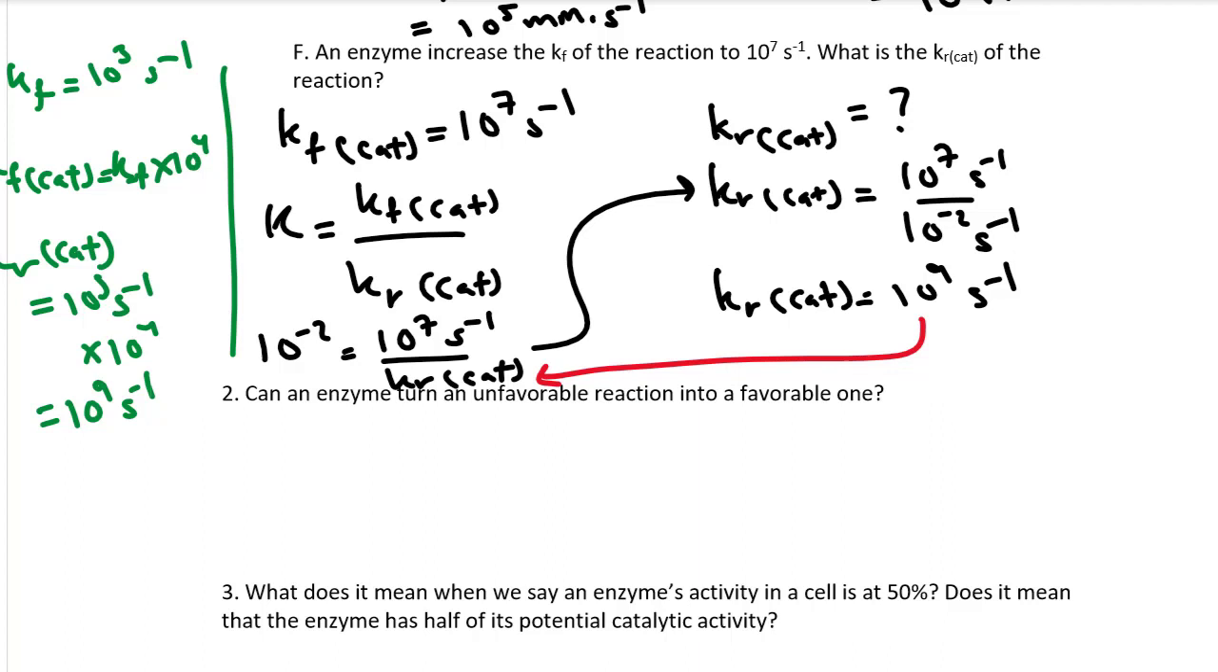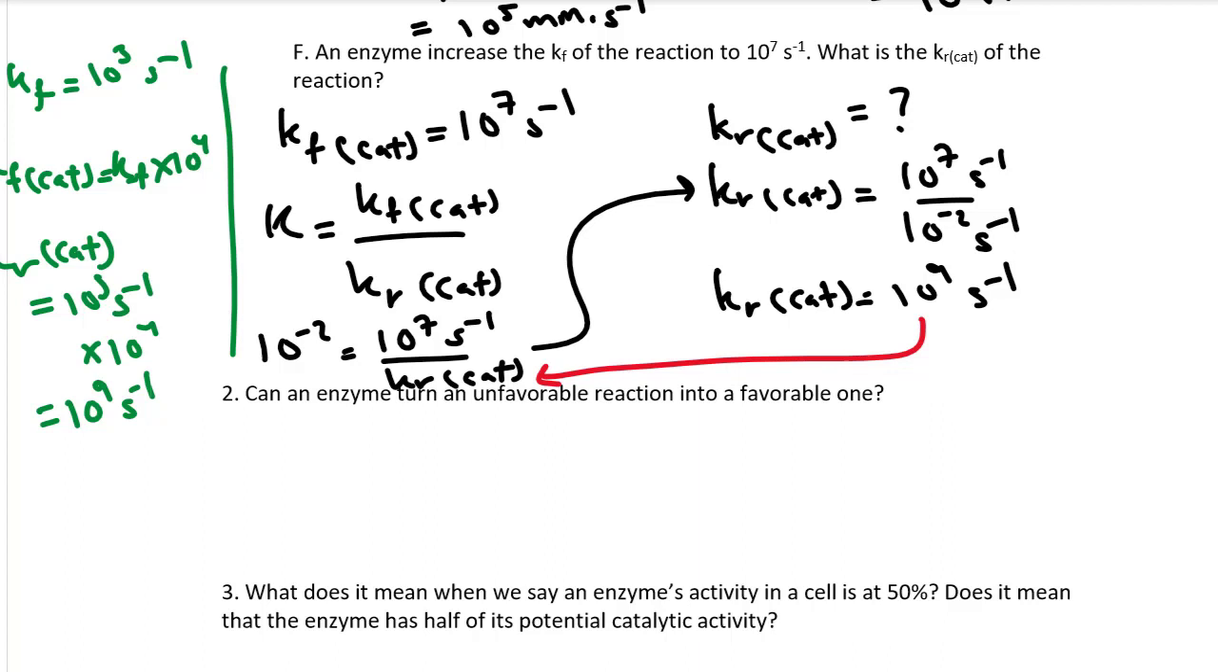I mean, there are also more complicated ways; you can come up with a more complicated way to attack this problem. But I would say these are the two easiest ones. It just depends on what you're comfortable with. But you can always check your answers by dividing kf by kr and making sure you get the equilibrium constant.